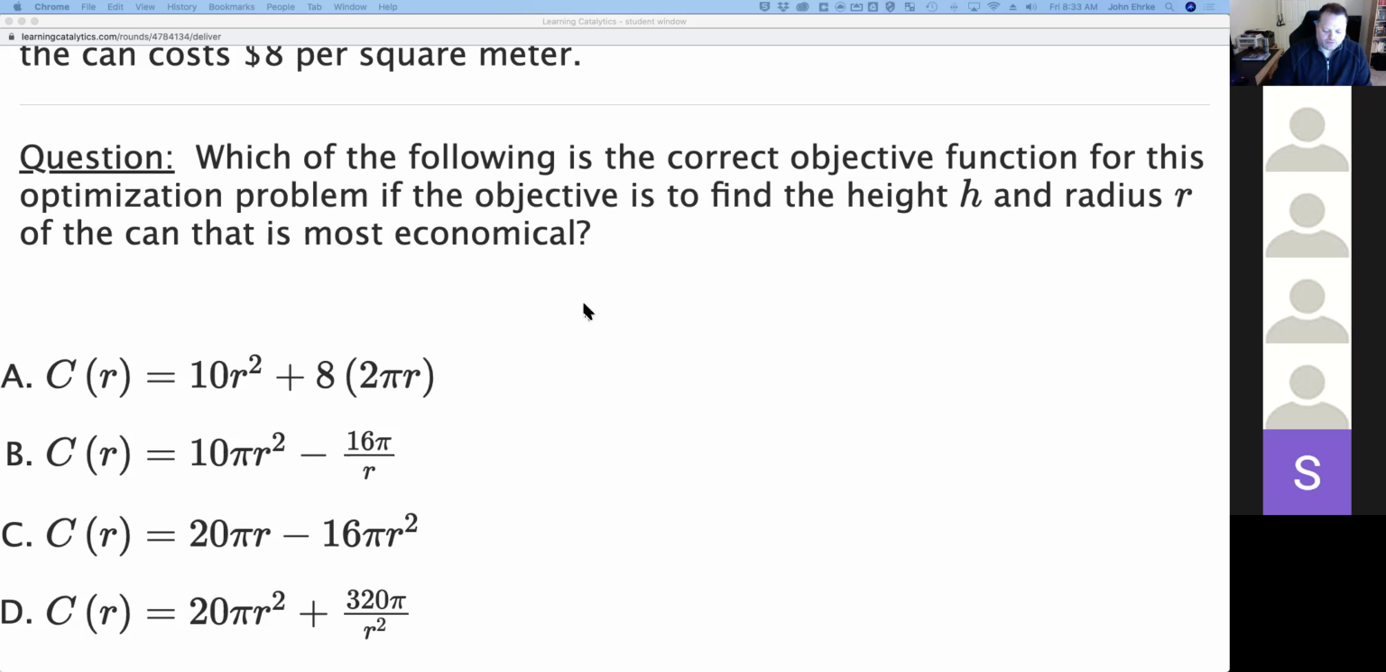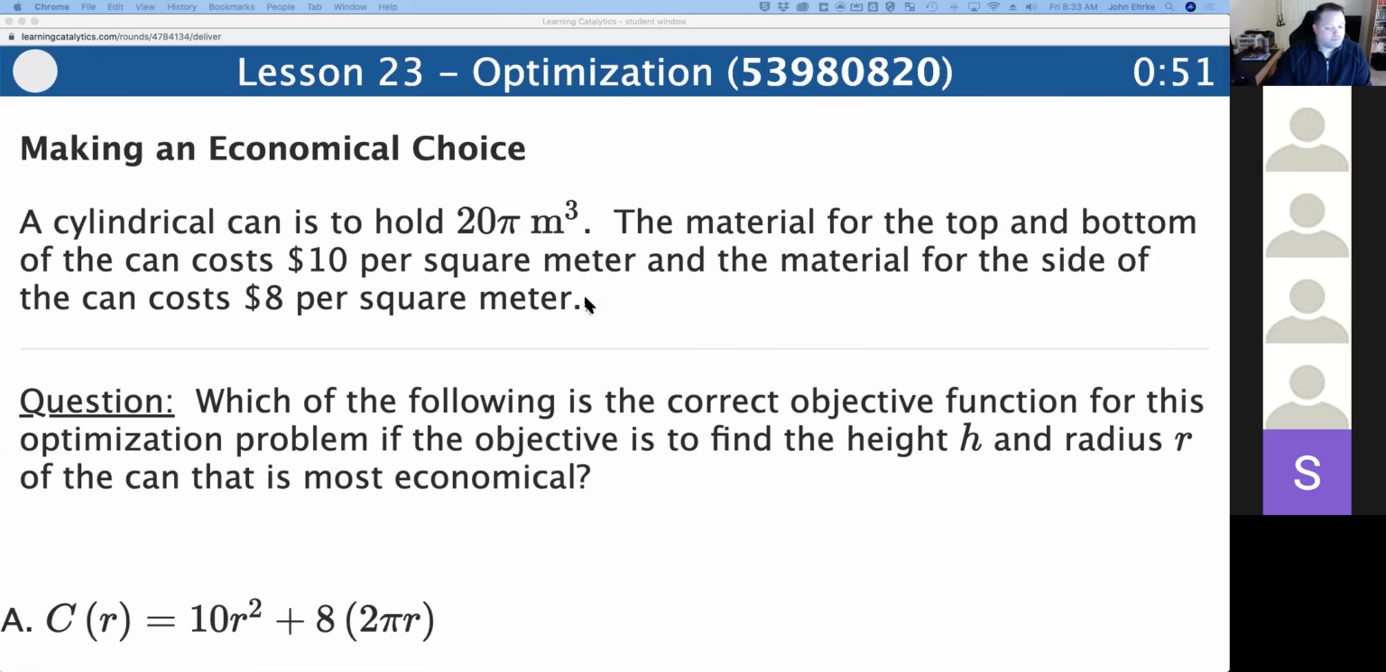All right, I'll give you a good couple of minutes to think about this. The code's there at the top if you need it.